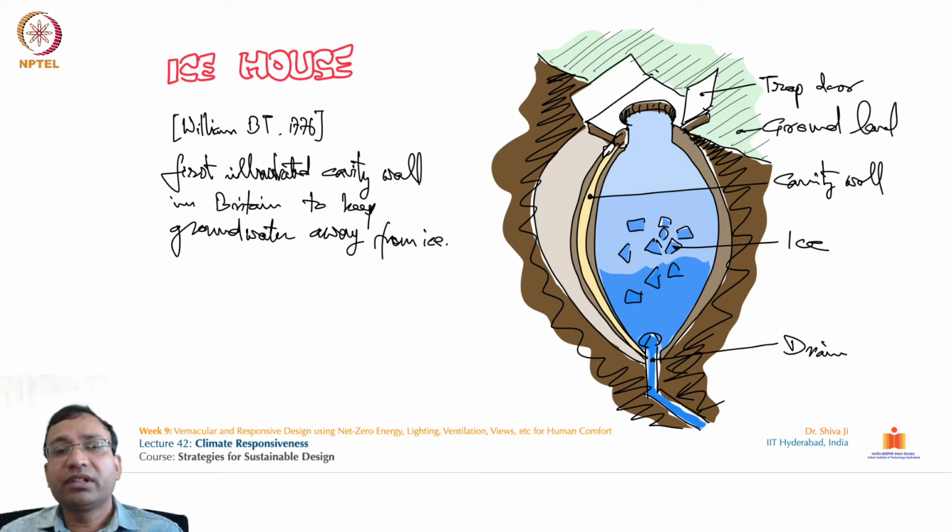So how is this used in several places, in several countries, and in what ways? We will discuss with the help of some case examples. In this structure, this is the first illustrated cavity brick wall which was found in Britain, and the cavity wall is kept to keep the groundwater away from the inside. This is the approach which has been used in this design, and you can see how it passes from the external side of it.